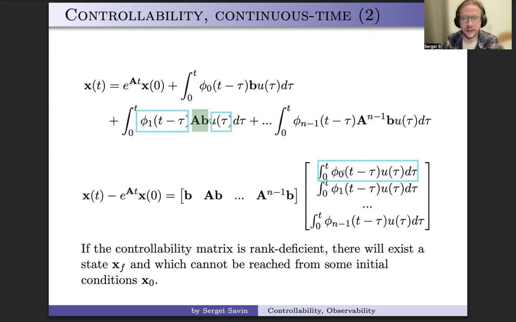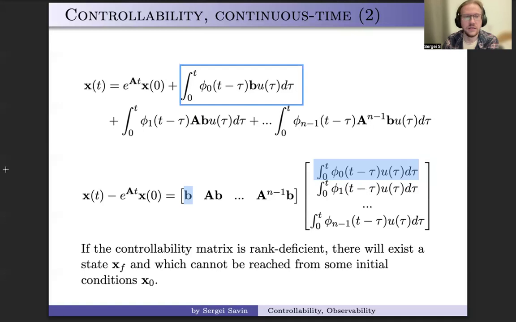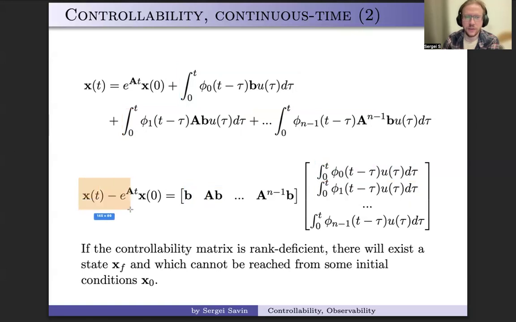So we get this expression multiplying, let me be more careful, this expression multiplying this vector to recreate this part here, and so on and so forth. So that is what we're doing here. We're just putting this whole expression on the top of the slide into this vector-matrix multiplication form. So we have this difference on the left is equal to this matrix times this vector.